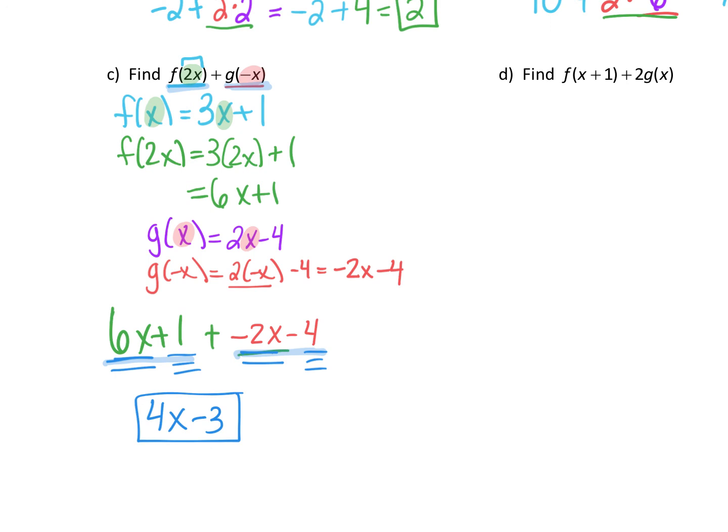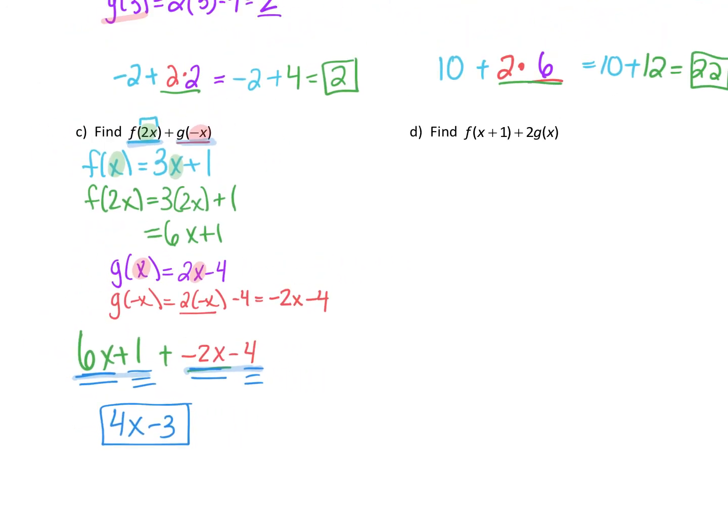All right, let's try something a tiny bit more complicated. Now I'm going to plug in x plus 1 in for x. So I'm going to rewrite f down here so I can see it. So f of x was equal to 3x plus 1. Now what I'm going to do is take this x plus 1 and put it in for the x. Well, both of them. So I'm going to have f of x plus 1 equals 3 times x plus 1 plus 1.